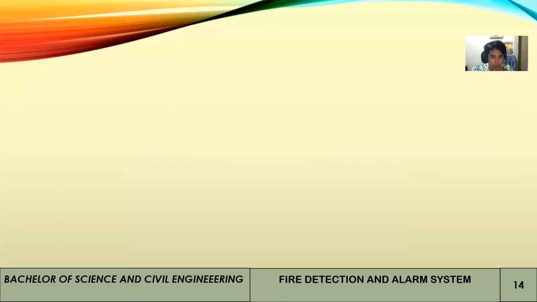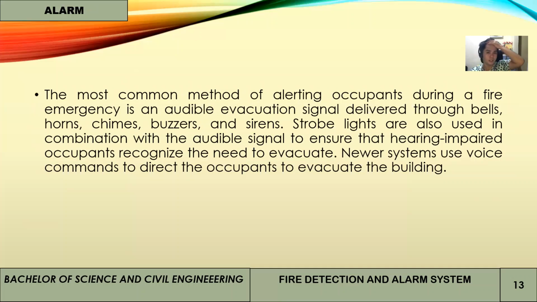The alarm. The most common method of alerting occupants during an emergency is an audible evacuation signal delivered through bells, horns, chimes, buzzers, and sirens. Strobe lights are also used in combination with the audible signals to ensure that hearing impaired occupants recognize the need to evacuate. Newer systems use voice commands to direct the occupants to evacuate the building.